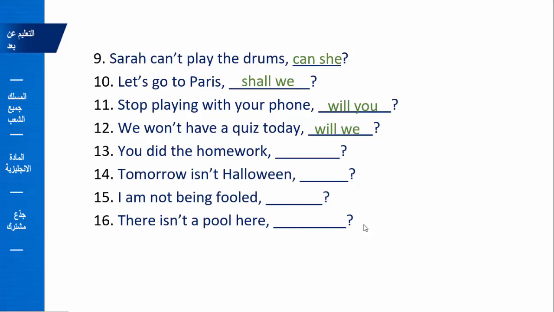You did the homework, didn't you? Positive, negative. Tomorrow isn't Halloween, is it? I am not being fooled, aren't I? As we said, I am. It's not amn't, it's aren't I. There isn't a pool here, is there? Okay?